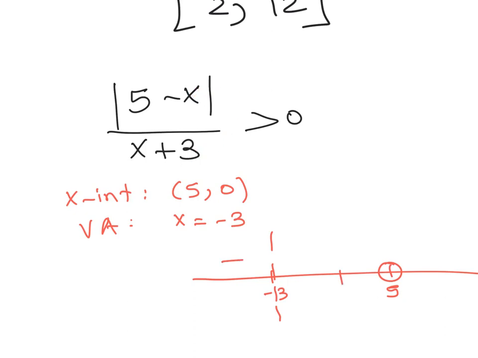Take a number between negative 3 and 5, let's say 0, then positive, positive. Take a number greater than 5, let's say 6, then we'll have positive and positive. So then my answer choice is going to be anything between negative 3 and 5, not included, and then from 5 to infinity.